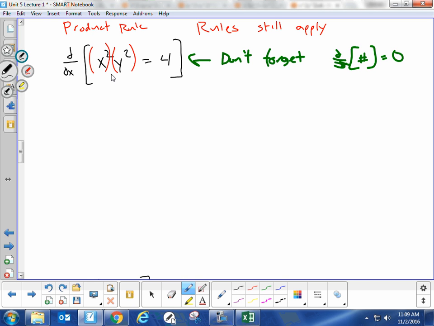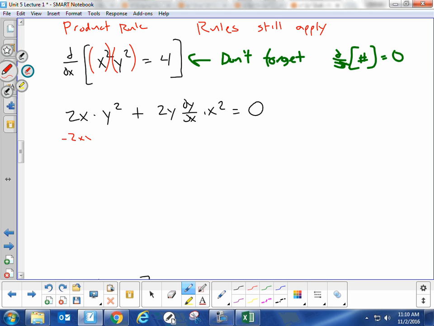The derivative of X squared is 2X times Y squared. This is the product rule. Derivative of the first times the second plus the derivative of the second. This is when I have 2Y dy dx times the first, X squared. Don't forget the derivative of 4 is 0. So we have that. Now the rest is just moving things so that we have dy dx by itself. If you want to manipulate the 2yx squared and put that first and then dy dx after it, you can do that. Whatever you want.